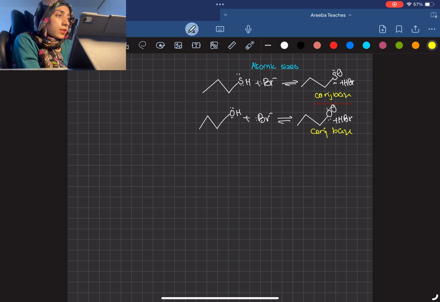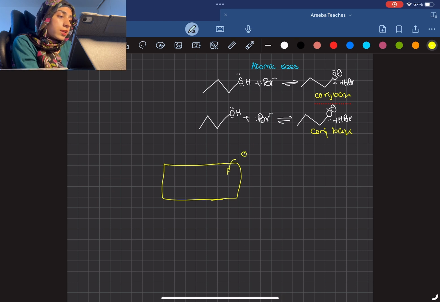So when we compare oxygen with sulfur, we are comparing atomic sizes because they fall into the same group. Now, if you have a periodic table, remember, let's say over here you have your fluorine. Now remember, fluorine is the smallest in terms of atomic sizes.